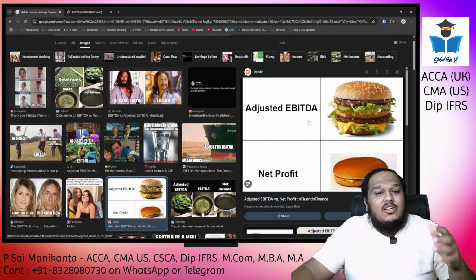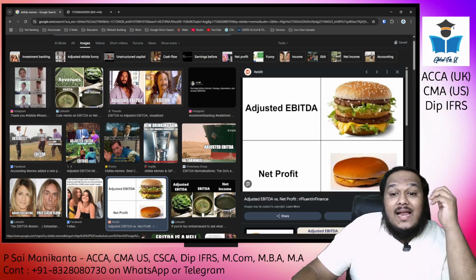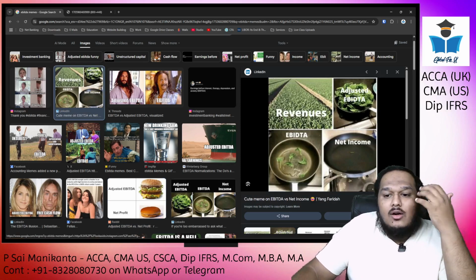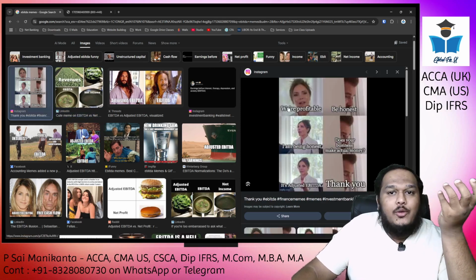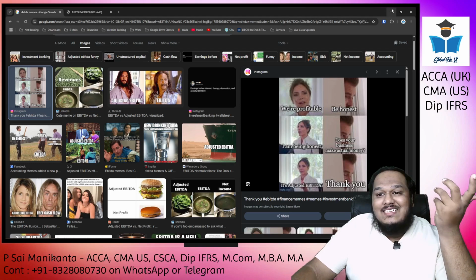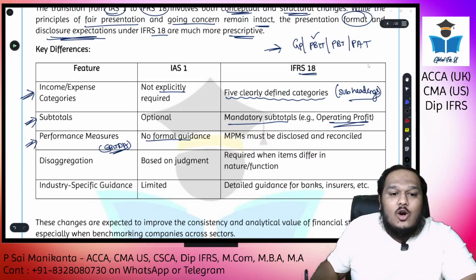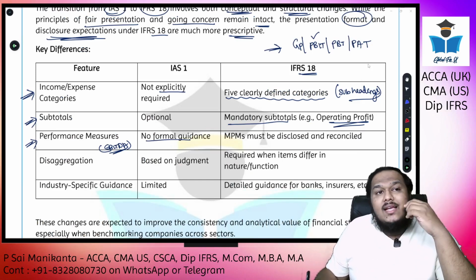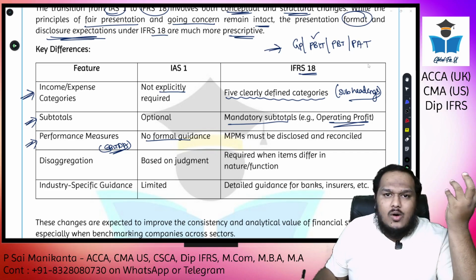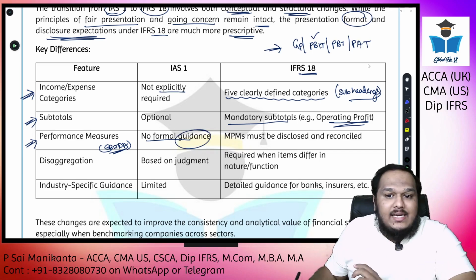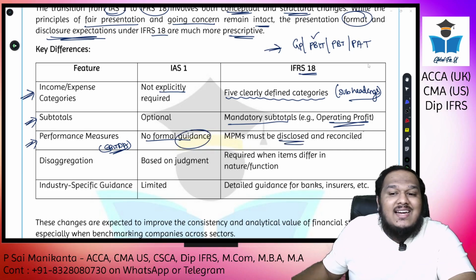So adjusted values are what management would show. They are not appropriate, they are not really accurate. EBITDA and adjusted EBITDA, these are all what? They are all performance measures, management performance measures. They can manipulate them as much as they want, earlier under IAS 1, because there was no guidance. Under IFRS 18, they must be disclosed and reconciled.